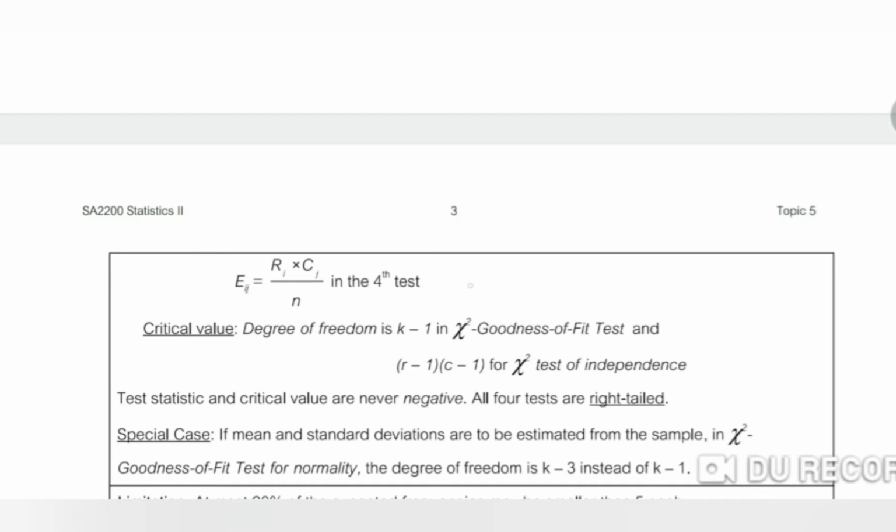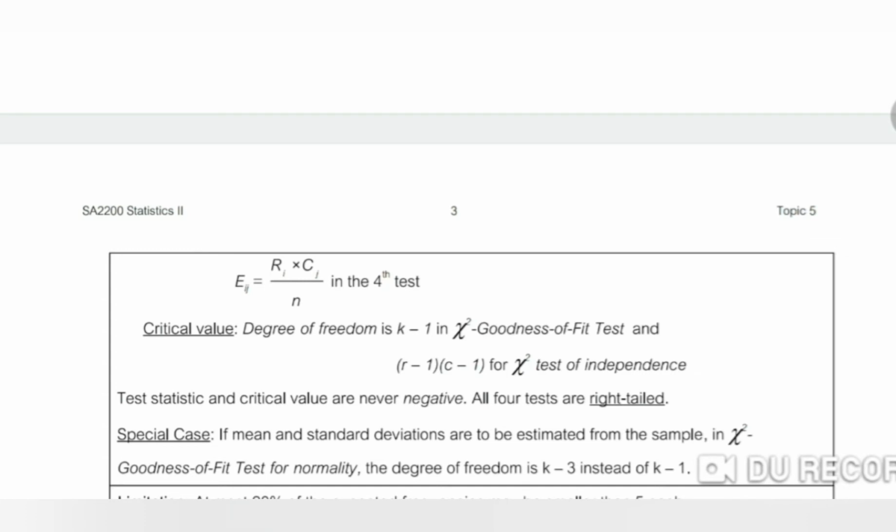One variable called row variable has small r values, r rows. Another variable called column variable has c values, c columns. In reading critical value, you have to use chi-square table, the same table. The degrees of freedom is (r minus 1) times (c minus 1). R is number of rows, C is number of columns. You multiply number of rows minus 1 and number of columns minus 1.